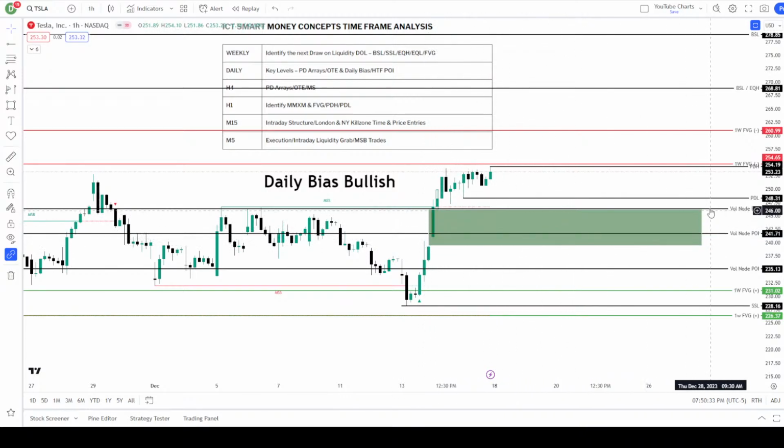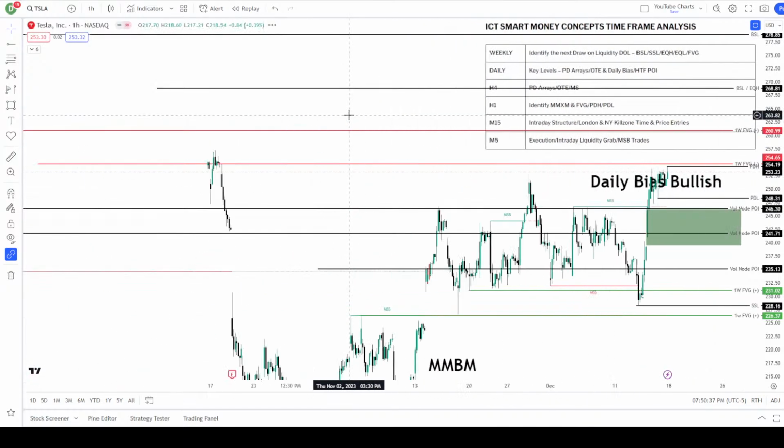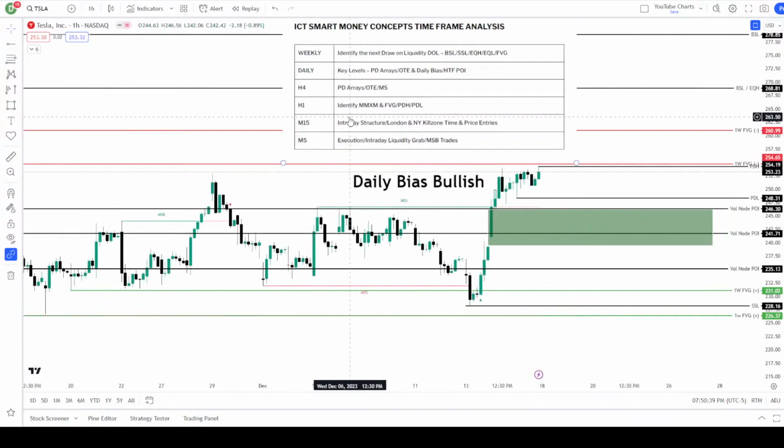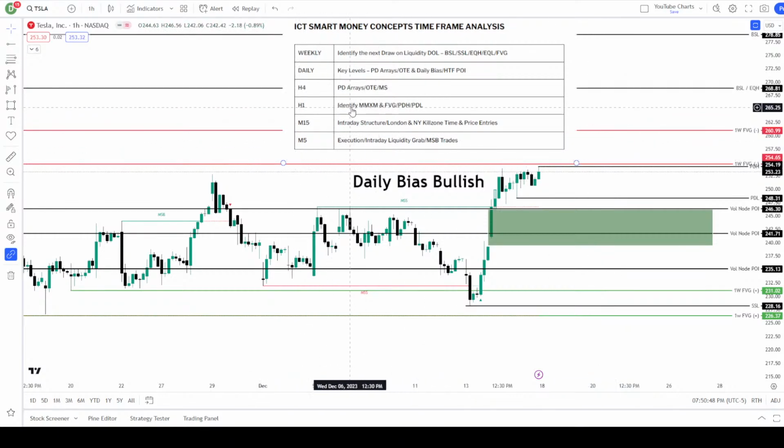Also, we got those volume node points of control there as well. And for bearish ones, I don't care about bearish 1 hour fair value gaps because we got a 1 week fair value gap here, and we already know that. So we're going to pull up into that if we're going to go higher right now. So we got market maker buy model, we got our fair value gap, we got our previous day high and low.